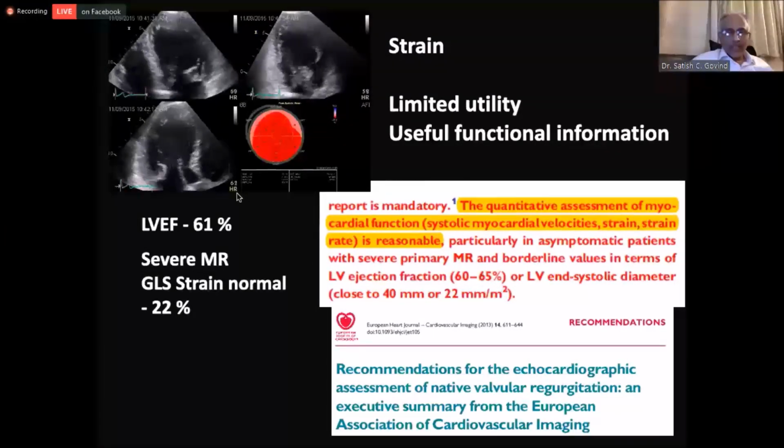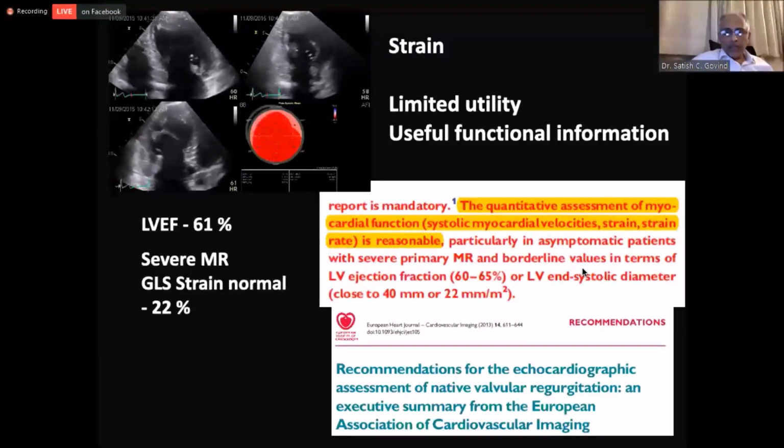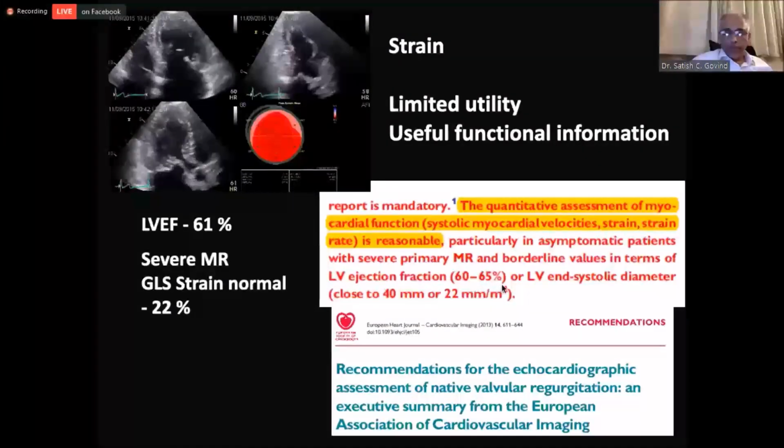So this is an example of severe mitral regurgitation, and this is a document from the ESC/EACVI, where they say that it is reasonable to do it. It is in terms of asymptomatic patients with severe primary MR, where there are borderline values, when you have 60 to 65, for decision making, and also borderline LV end-systolic diameter in terms of regurgitation.